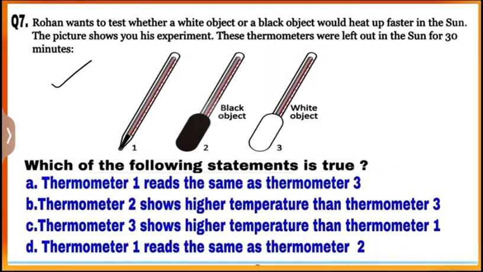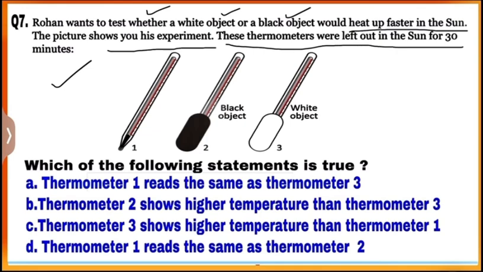Question number 7. Rohan wants to test whether a white object or a black object would heat up faster in the sun. The picture shows you his experiment. These thermometers were left out in the sun for 30 minutes. Which of the following statements is true? Here statement B is true.